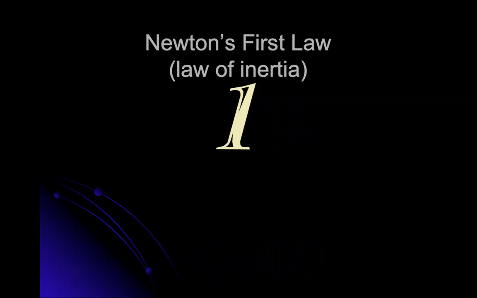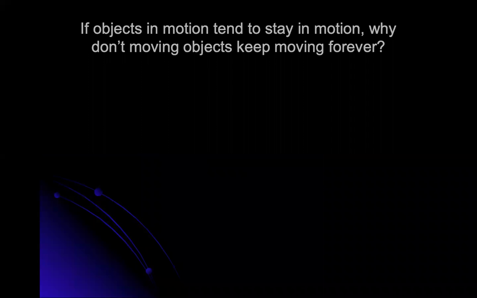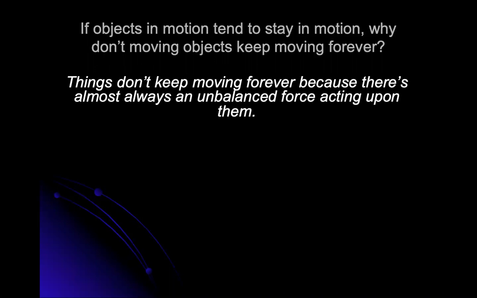Okay, so Newton's three laws. First one was the law of inertia, Newton's first law, which says an object at rest tends to stay at rest, and an object in motion tends to stay in motion unless acted upon by an unbalanced force. All right, so if an object in motion tends to stay in motion, why don't objects keep moving on forever? Well, things don't keep moving forever because there's always an unbalanced force acting upon them.